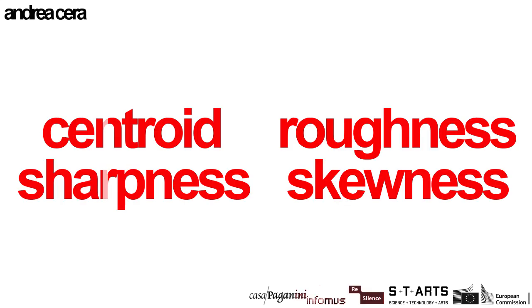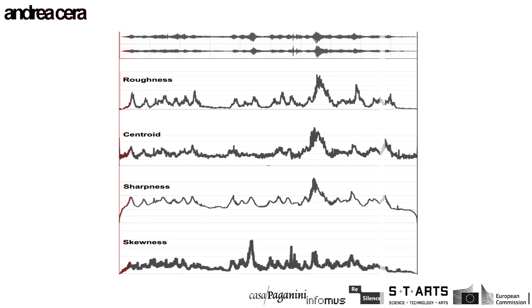We saw 4 principal timbral features besides amplitude: centroid, roughness, sharpness, and skewness. In the following example, we will see these dimensions in action in a recording of a heavy traffic road. The plots you see represent the dimensions we explored. Let's listen a first time.